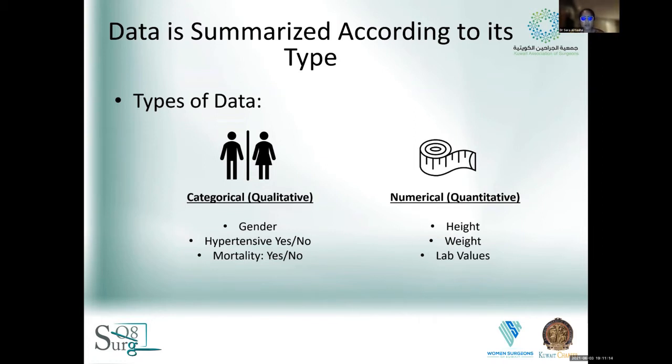Numerical data is quantitative data. So it's things that you can measure using a measuring tape. Examples of this include height, weight, and lab values. So as soon as you're presented with data, or when you're presenting a research study, you want to categorize what type of data you have.